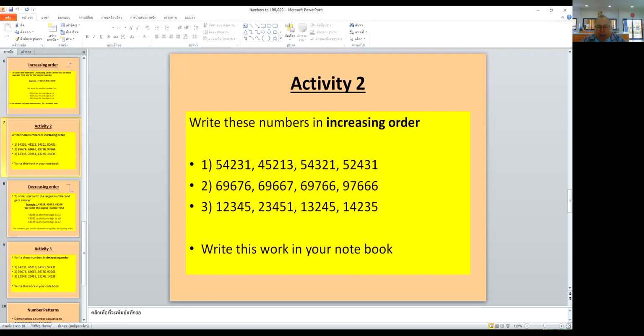Our second set of numbers was 69,676. The second number, 69,607. Our third number, 69,766. And our last number, 97,666.